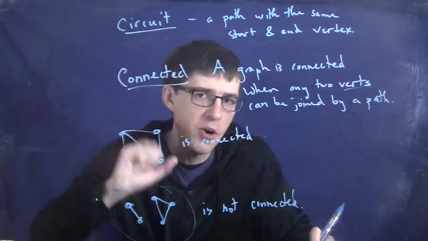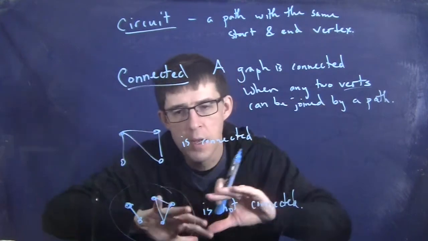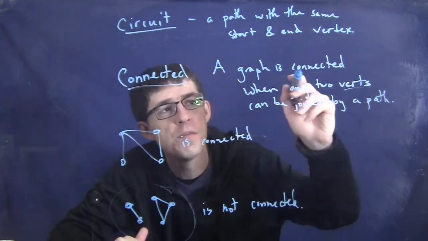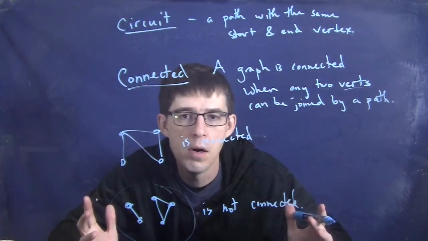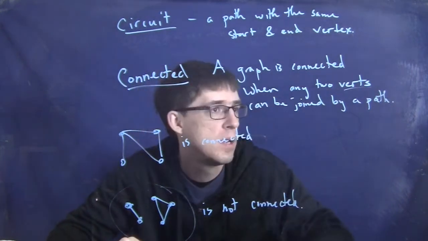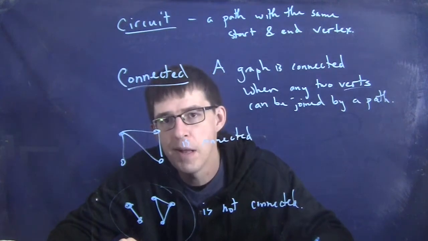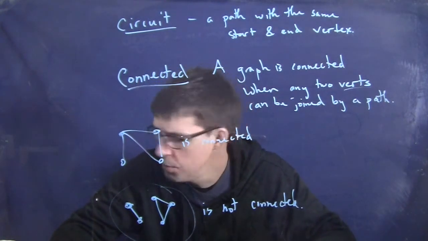Now in your mind, in your heart, you should feel like connected means there's only one piece, or you can't split it apart into two chunks, right? But you don't want to use those kinds of words when you're writing the definition, because those kinds of words are not defined yet. So this is what connected means. Any two vertices can be joined by a path. I hope that these things are all very intuitive.